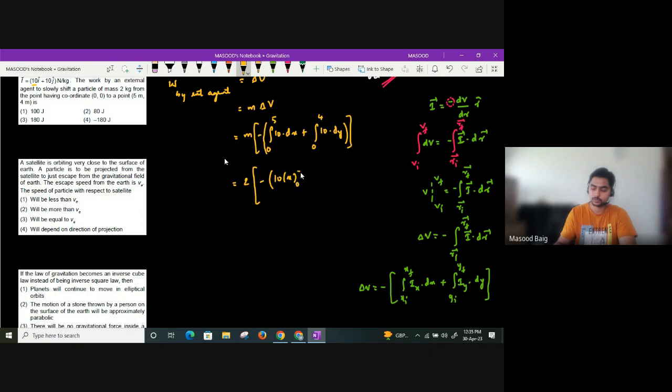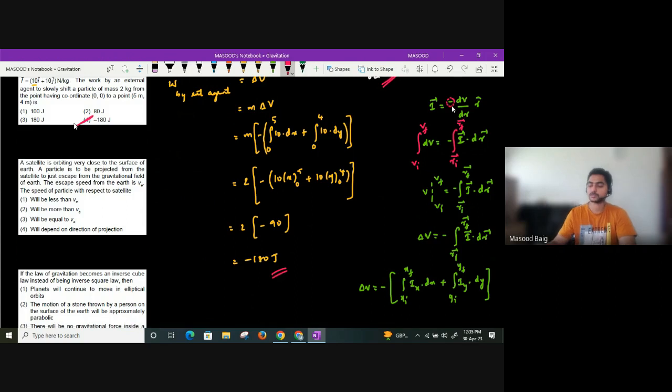From where to where? 0 to 5. Again 10 is constant. Integral dy will be y. From where to where? 0 to 4 here. So what are we going to get? 2 into minus of 10 5 is again 50 plus 40 you will get, which is 90. So what is the work done here, beta? Minus 180 joules will be the work done.